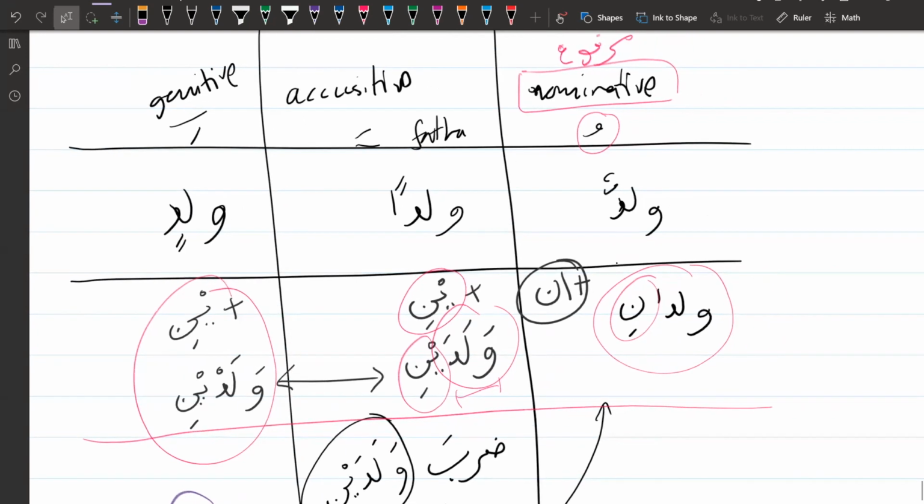And our first case is the muthanna, the dual. So "ani" is for marfu', or nominative case, and "aini" is for both accusative and genitive case. Very, very simple thing, right?